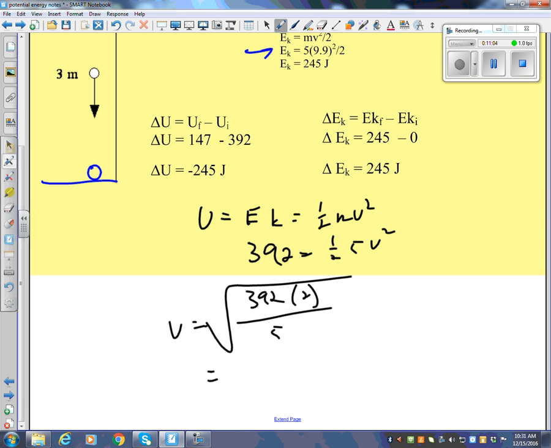392, right? 5, right? 392 times 2, divide by 5, square root. 12.5 meters per second.